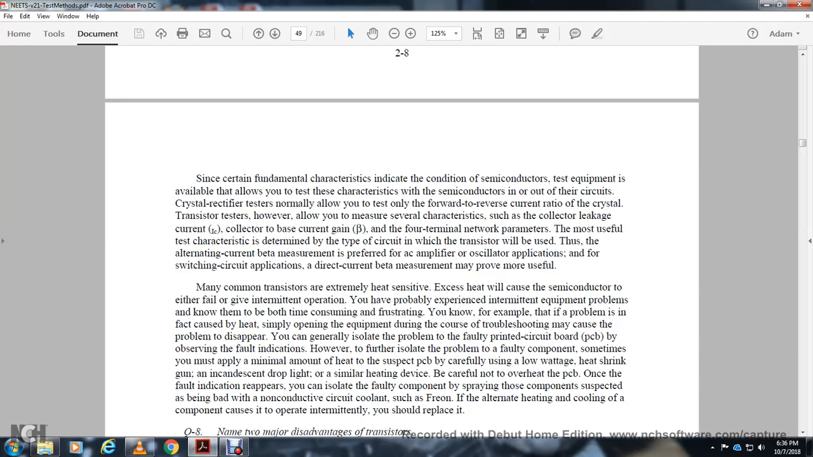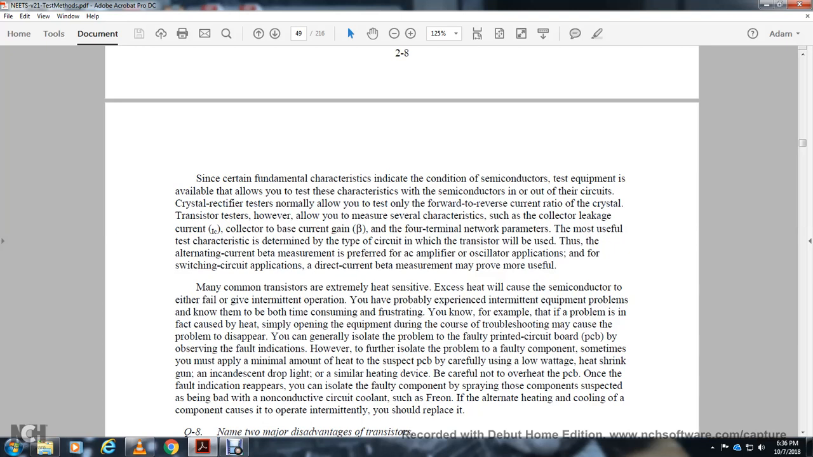Many transistors are extremely heat sensitive. Excessive heat will cause the semiconductor to either fail or give intermittent operation. Intermittent equipment problems are frustrating for both the technician and the customer. For example, the problem is caused by heat, and simply opening the equipment during the course of troubleshooting may cause the problem to disappear. Generally you can estimate a problem such as a faulty printed circuit board by observing the faulty indication. However, further work is needed to isolate the faulty component.